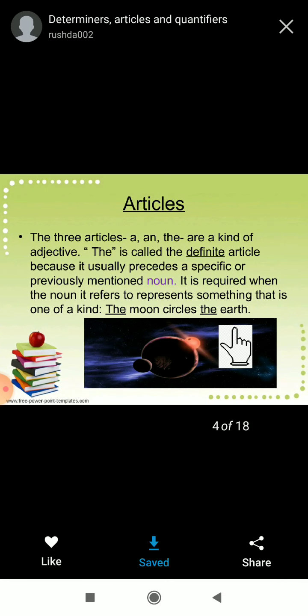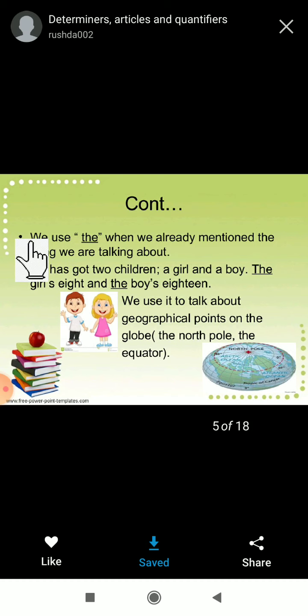Even we use the when we have already mentioned the things we are talking about. Suppose we already mentioned something and we are talking about it, so for that also we are using the article. She has got 2 children, a girl and a boy. The girl is 8 and the boy is 18. So here previously we mentioned in this sentence a girl, a boy. Then again if we want to use the same girl and boy, we are using the.